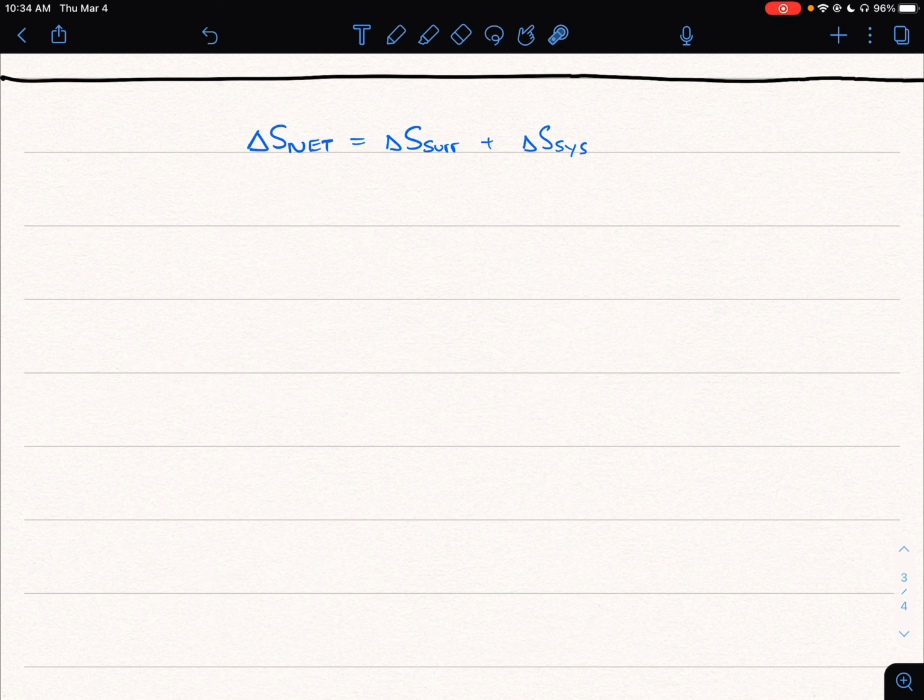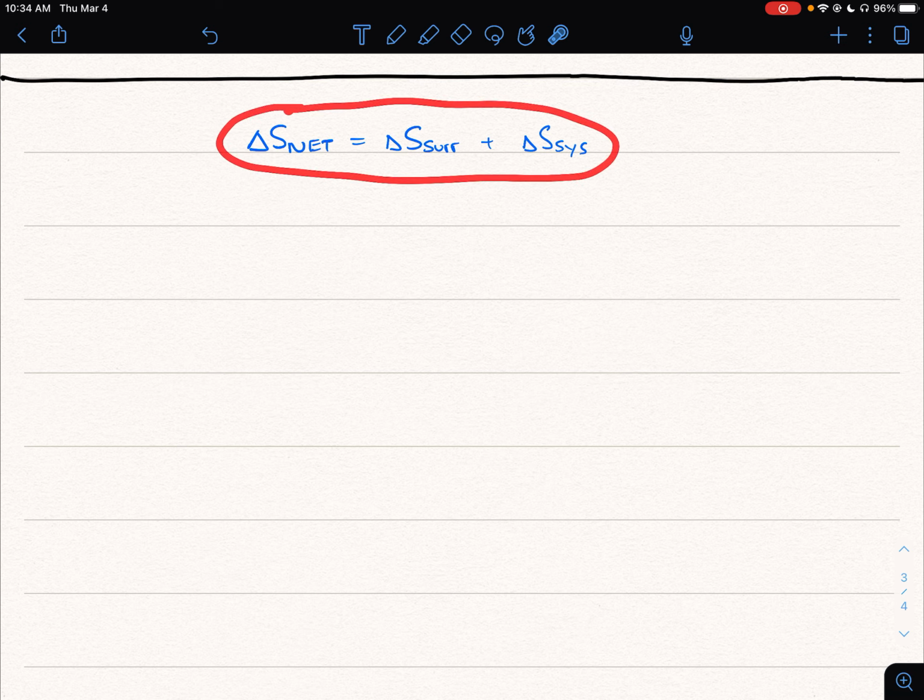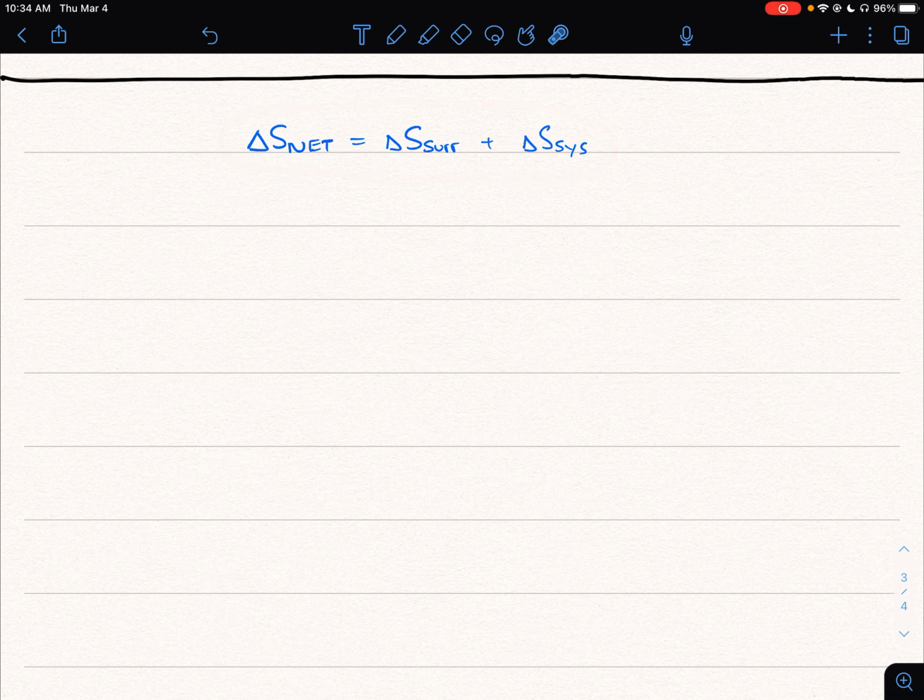So what we have here is our equation that shows the second law of thermodynamics, and it's also our criteria for whether something will be spontaneous. And if you recall, we said a spontaneous reaction requires that delta S net is greater than 0. So another way of saying that is for any reaction to be spontaneous, the net entropy of the universe has to increase.